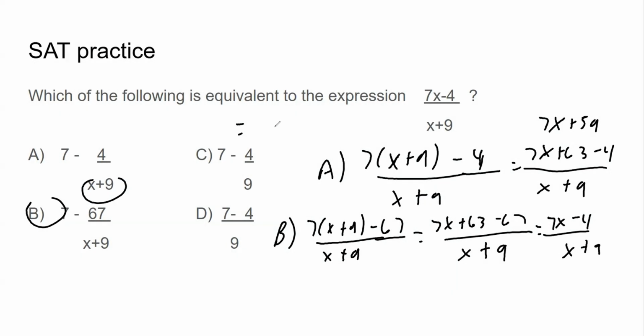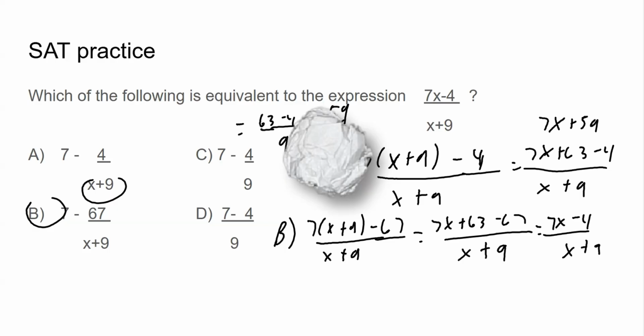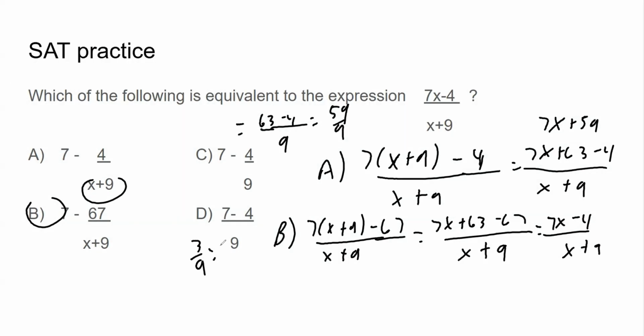I'll do C here because it's pretty easy. You just do 7 minus 4 ninths, 9 is the LCM. 7 times 9 is 63, minus 4 is 59 over 9. So that's not going to work. D is 7 minus 4 on top, which is 3 over 9, which is 1/3. So that's definitely not it. There's not even any letters in there, so it can't be it. So it does turn out to be B.